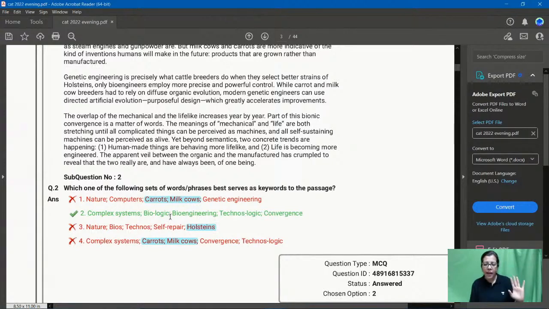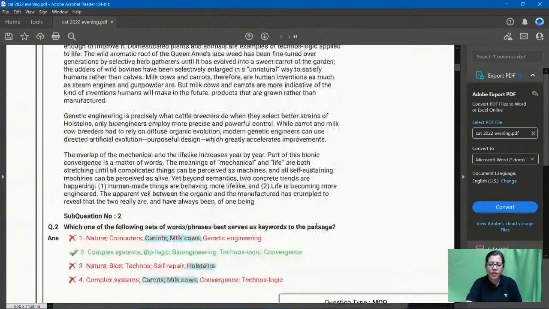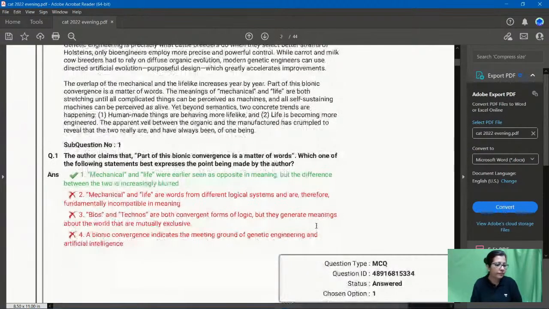Complex systems, biologic, bios हमने पढ़ा, bioengineering, that was there. Technologic and convergence. Last paragraph talks about things converging to a certain point. So this was a very easy question. I would call it a sitting duck, a low-hanging fruit. Okay. Then I went to question number 1.